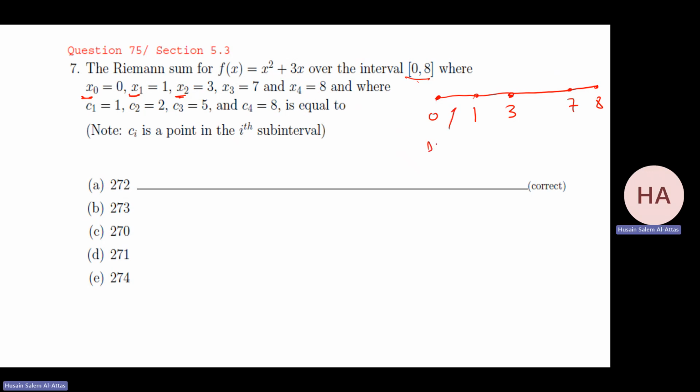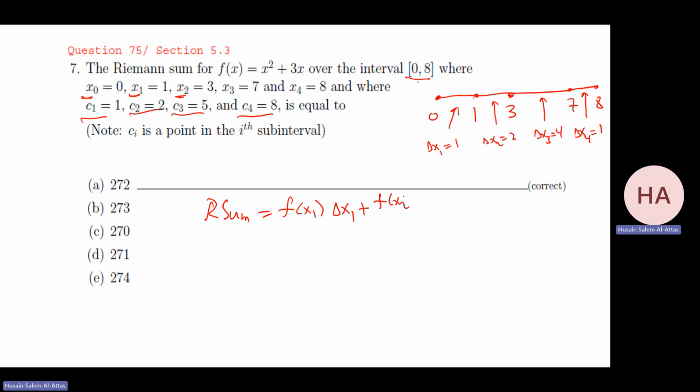I have delta x1, this is 1, delta x2, this is 2, delta x3, this is 4, delta x4, this is 1. And they have different c's. So for the Riemann sum, I need four rectangles. c_i is the point in the ith subinterval. So it will be f of c1 times delta x1 plus f of c2 delta x2, plus f of c3 delta x3, plus f of c4 delta x4.